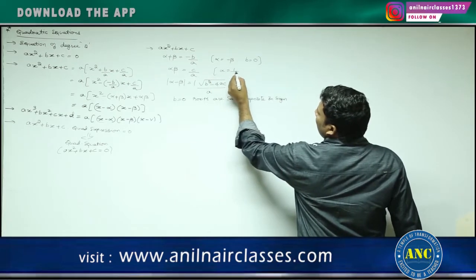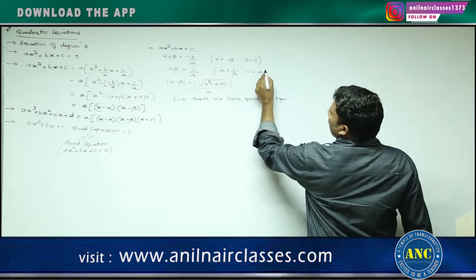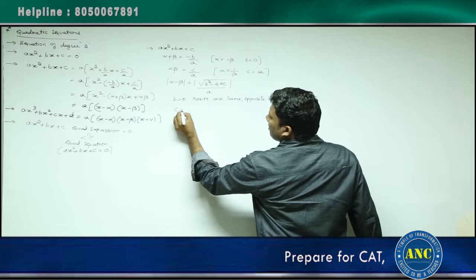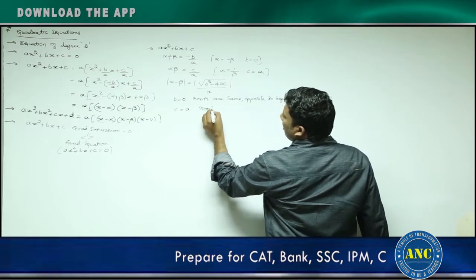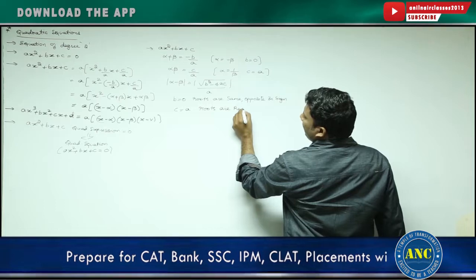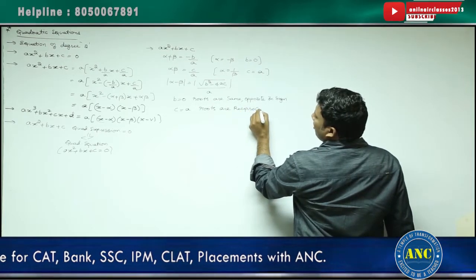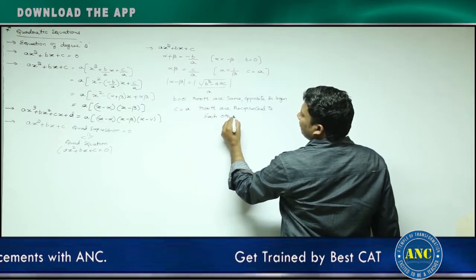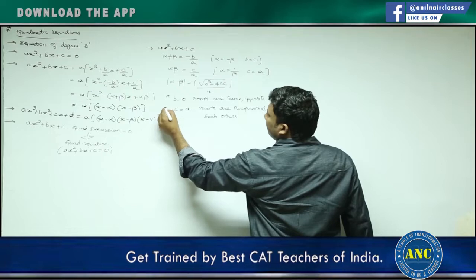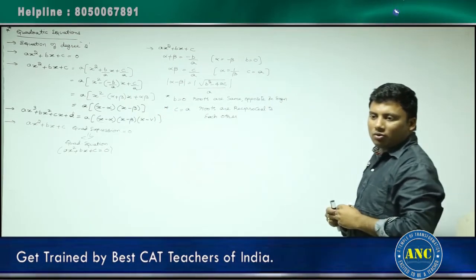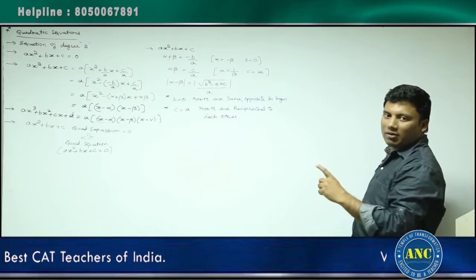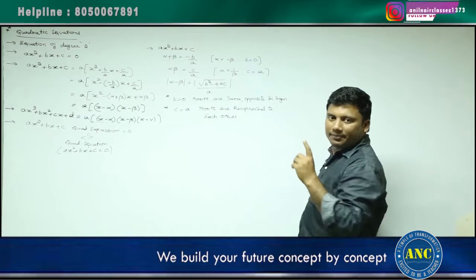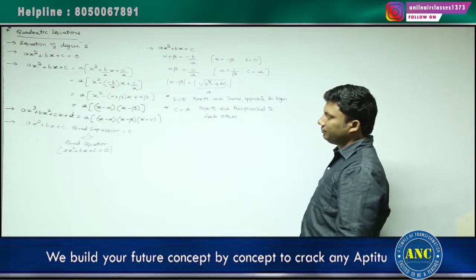If alpha equivalent to 1 by beta, c equivalent to a, because alpha beta will become 1. Another important point, c equivalent to a if the roots are reciprocal to each other. If the roots are same, opposite in sign, b will be equivalent to 0. If the roots are reciprocal to each other, c will be equivalent to a.